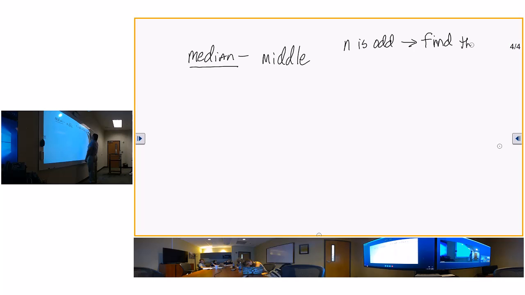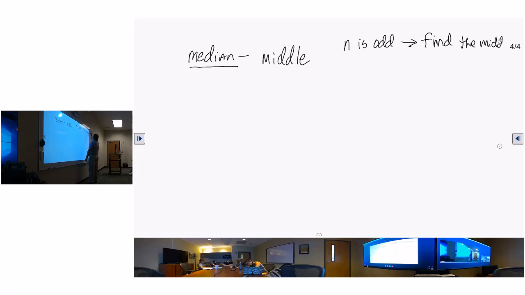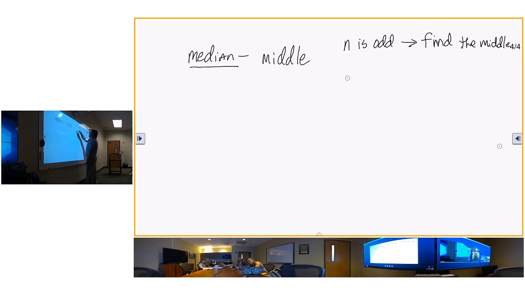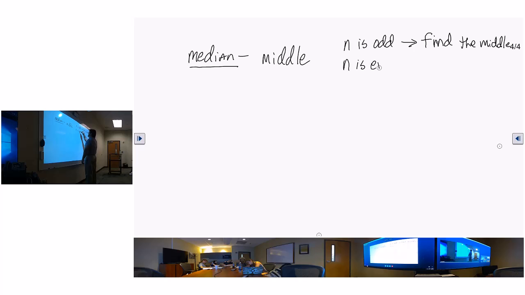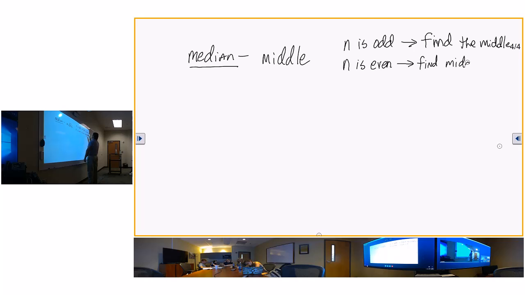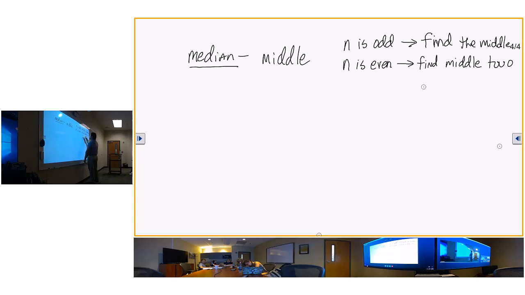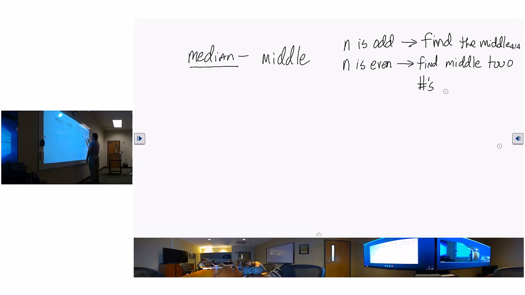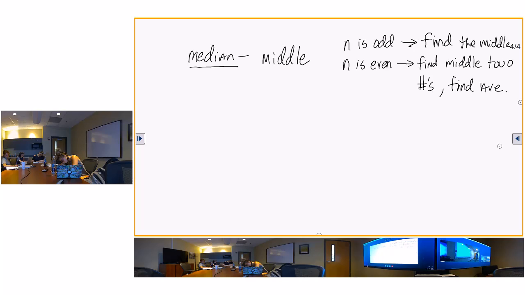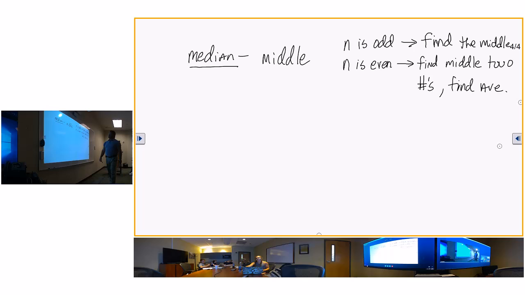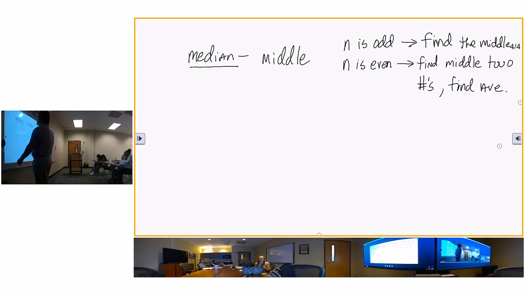Find the middle. If n is even, you find the middle two, what? And do what? You average it. The middle two numbers, and you find the average. Okay? So that's how you calculate the median.